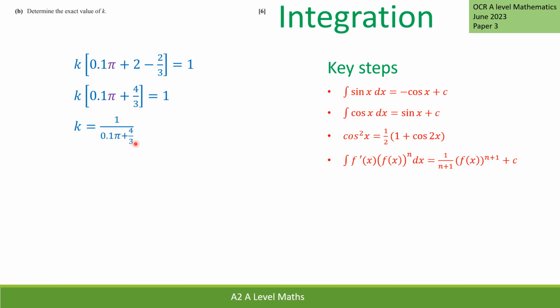From here, I'm going to get rid of this divide by 3, so I'm going to multiply everything by 3. That will leave me a 3 in the numerator, and 0.1 times 3 gives me 0.3 lots of pi. And then just plus 4. From here, I'm then going to multiply everything by 10 to just get rid of the decimal here in front of the pi. So I've got 30 over 3 pi plus 40.